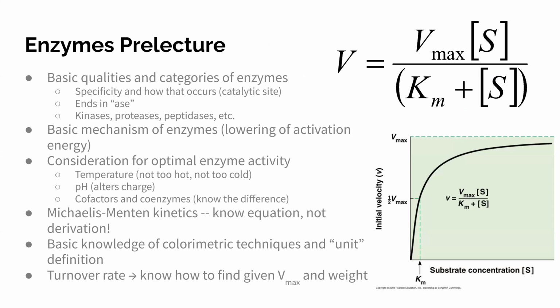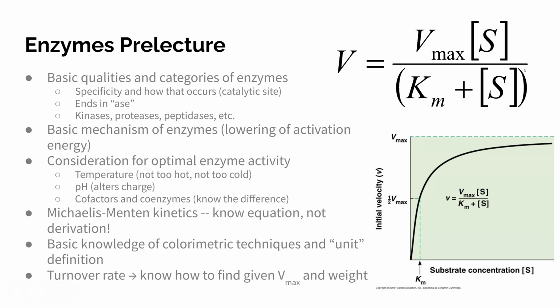Good to know the basic qualities and categories of enzymes, like specificity, how it occurs, the active site or catalytic site. And they all end in -ase, and some important ones: kinases, proteases, peptidases, probably also phosphatases, another good one to know there. The basic mechanism of how enzymes work, kind of like those energy diagrams, how they lower the activation energy of a reaction. And then considerations for the optimal enzyme activity: temperature, pH, and then cofactors and coenzymes that are necessary for them to perform that lowering of the activation energy.